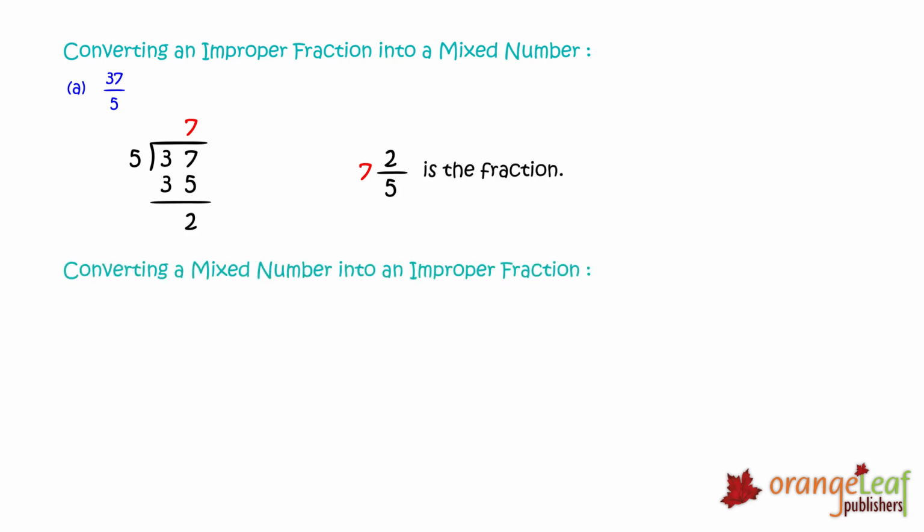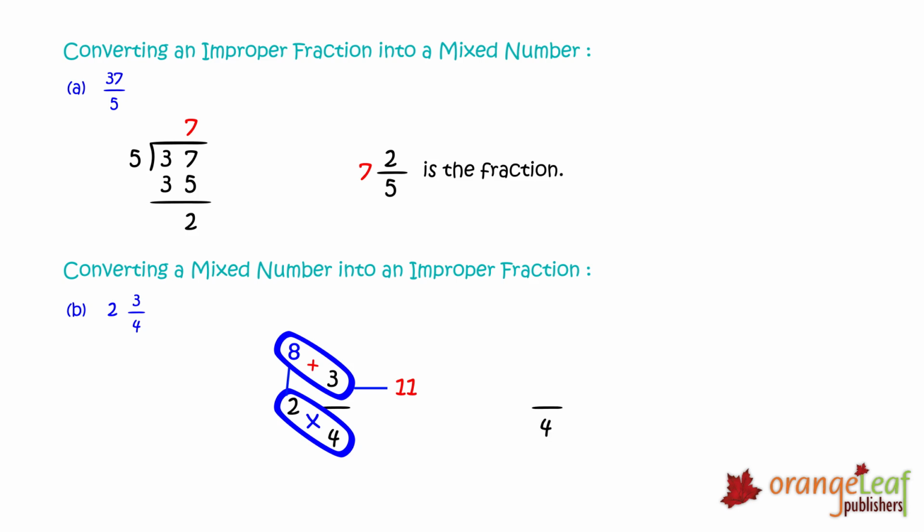Converting a mixed number into an improper fraction. 2 3 by 4. Step 1. Multiply the whole number and the denominator. That is, 2 into 4 is equal to 8. Step 2. Add the result of step 1 to the numerator of the fraction. That is, 8 plus 3 is equal to 11. Step 3. Write the sum over the denominator of the fraction. That is 11 by 4. The answer is 11 by 4.